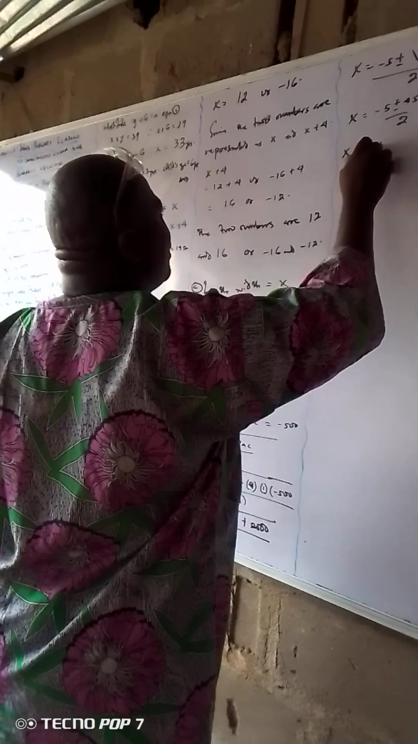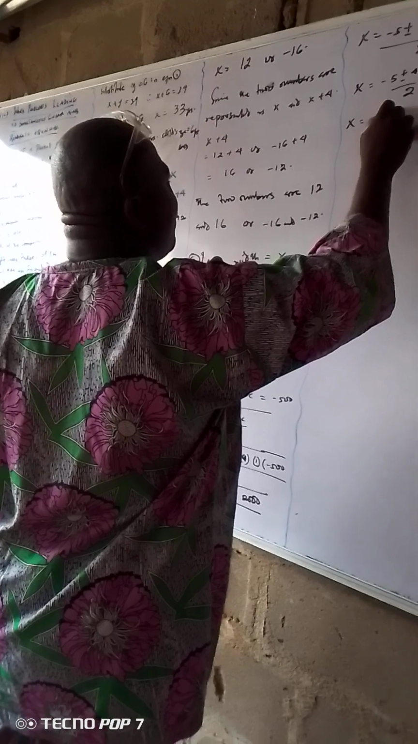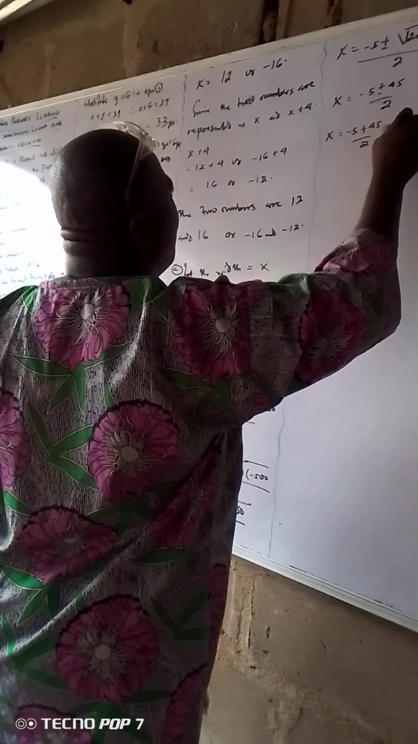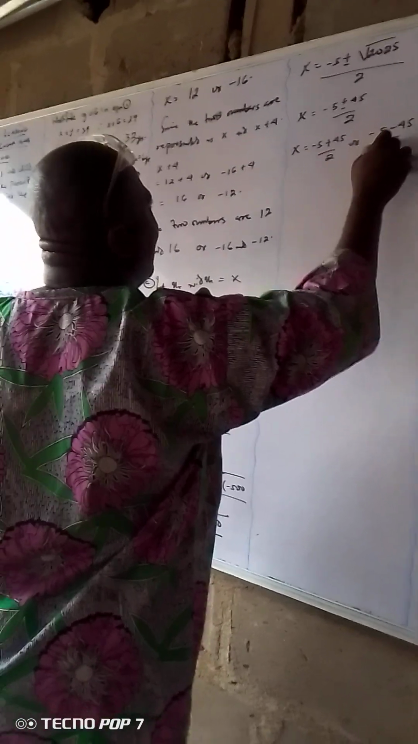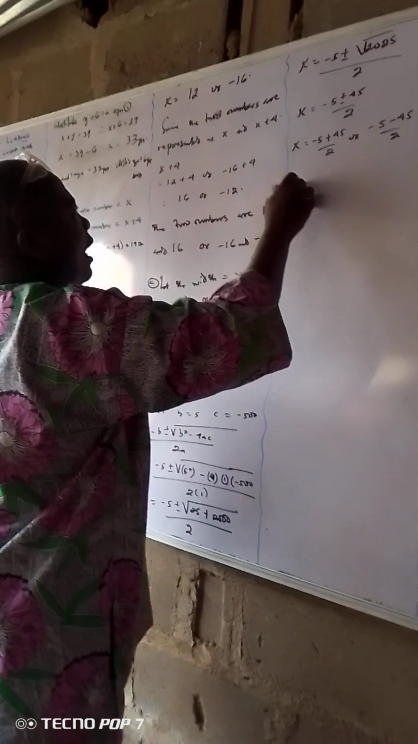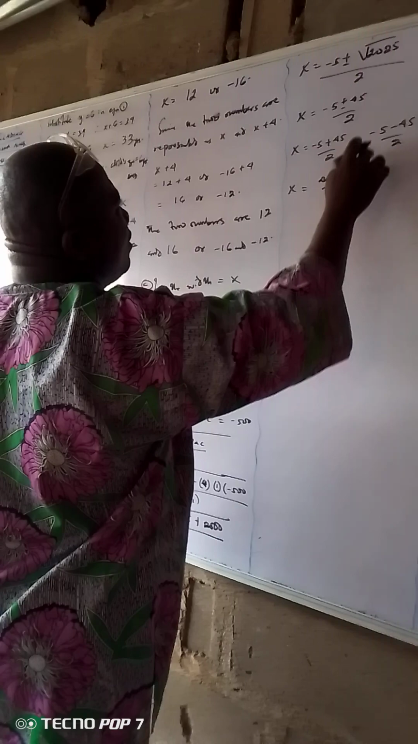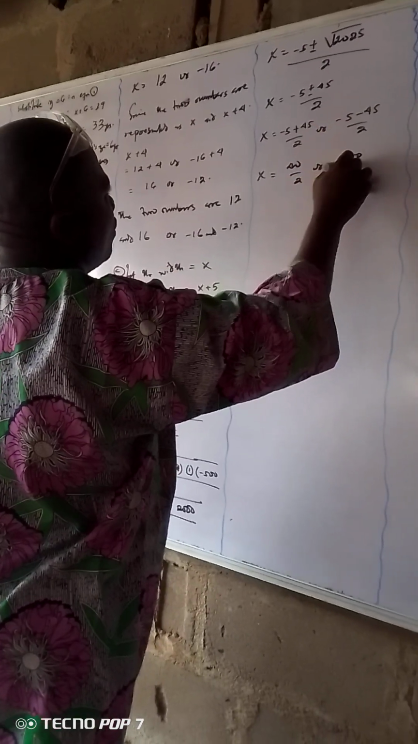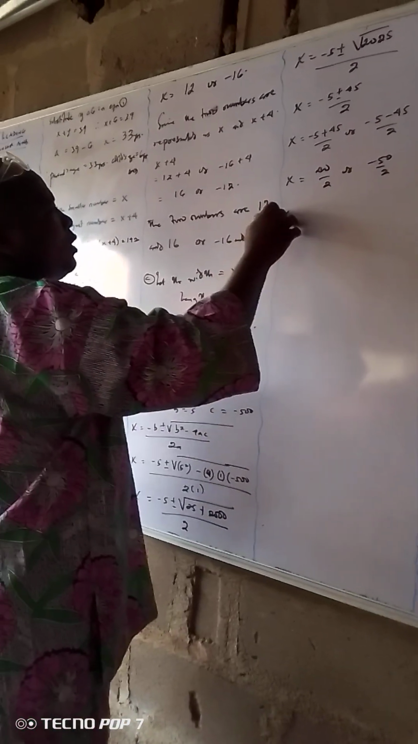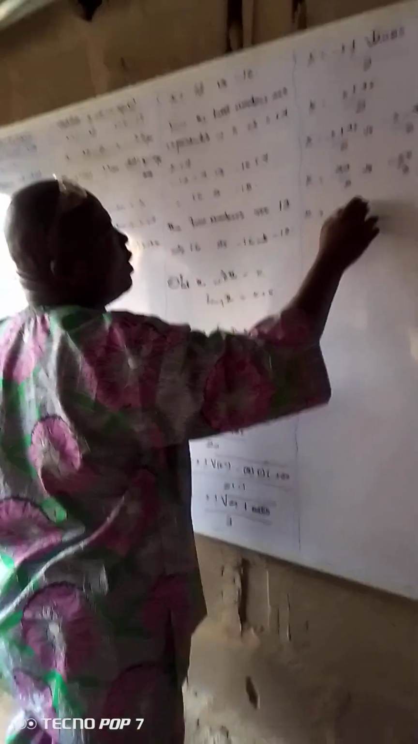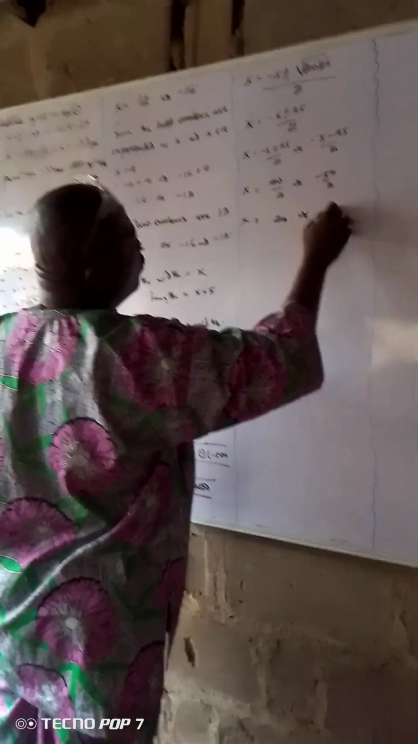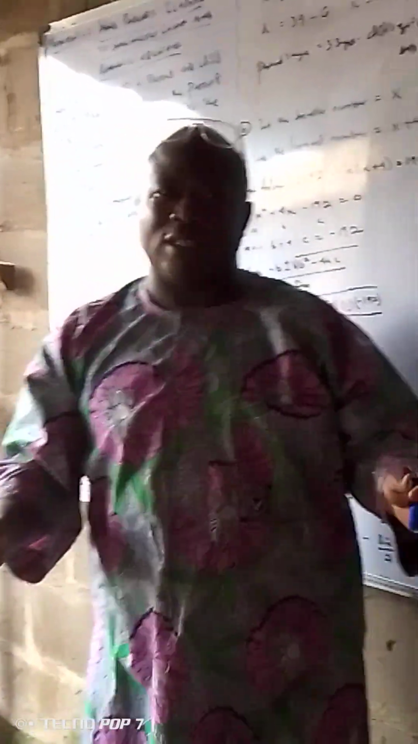Our x is minus 5 plus 45 over 2, or minus 5 minus 45 over 2. Our x is 40, minus 5 plus 45 is 40. And the other one is minus 50 over 2. So what is 40 over 2? 20. 50 over 2, minus 25. So you have minus 25 in one and 20 in the other.